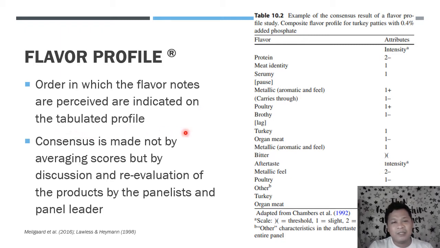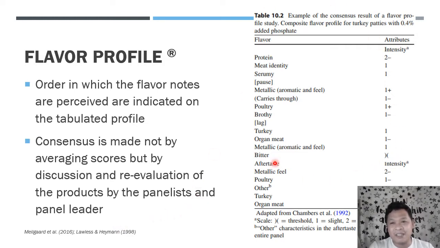And just to be clear, the consensus is made not by an averaging process, but by discussion and re-evaluation with the panelists and the panel leader. Although maaari nating sabihin na on paper, hindi siya in-average dun sa discussion, pero in their minds, they would just average it out or something like that. In class, usually when we do this consensus method, usually, ang nangyayari, siyempre, yung medyo majority, kino-convince nila yung mga outlier na, hindi, ito talaga yung score niya. Tapos sige na lang. Okay.